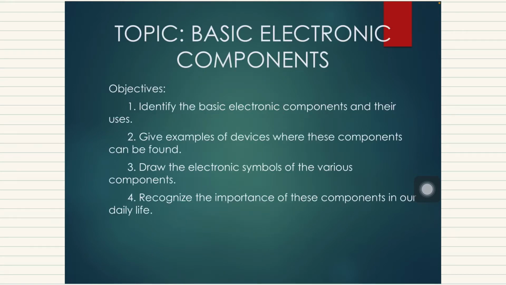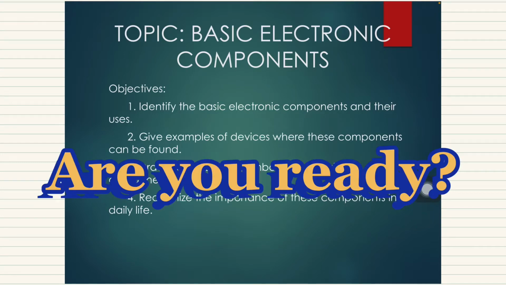And the objectives of our lesson are the following. So first, you're going to identify the basic electronic components and their uses. Second, give examples of devices where these components can be found. Third, draw the electronic symbols of various components. Fourth, recognize the importance of these components in our daily life. Are you ready?